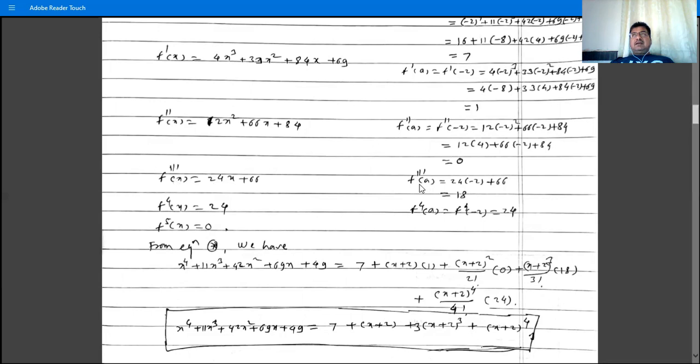Then the value at a, f triple dash a, is what? 24 into minus 2 plus 66, that is 18. Then the fourth order derivative is 24, since the derivative of 24x plus 66 is 24. Then the value f raised to 4 at a, f raised to 4 of minus 2, is 24. Then the fifth order derivative is 0. So in general, the fifth order derivative is 0.